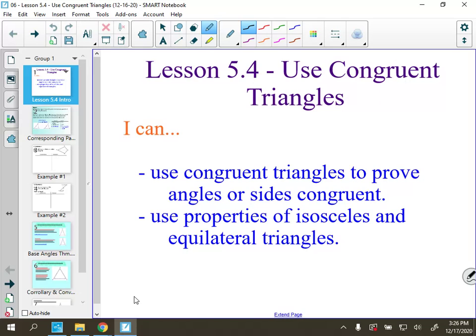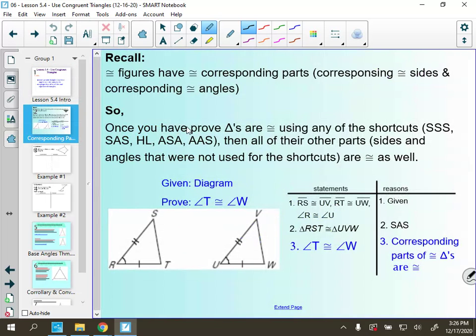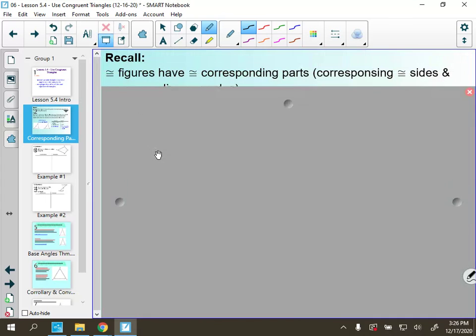We'll also look, towards the second half of the lesson, at some properties of isosceles and equilateral triangles. So let's get into it. Let's finish it up. The one note on the congruent triangles portion of the lesson is to focus on one thing at a time.